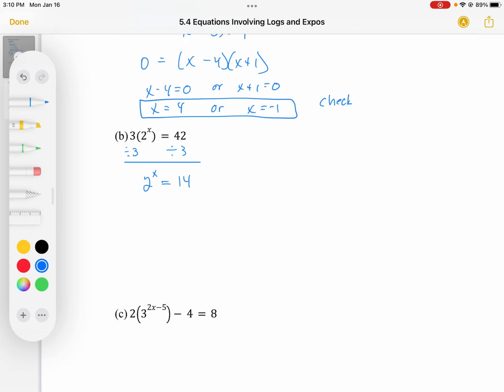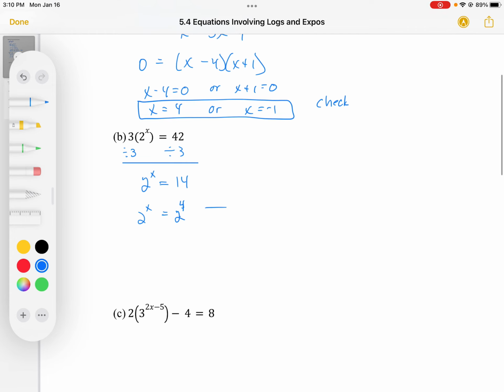I have 2 to the power of x. I want to get this 14 to look like 2 to the power of something, right? But 2 to the power of 3 is 8. That doesn't work. 2 to the power of 4 is 16. That doesn't work. So I know x is going to be between 3 and 4, but it doesn't exactly give me an answer. So I'm kind of stuck here. So I'm going to take a different route.